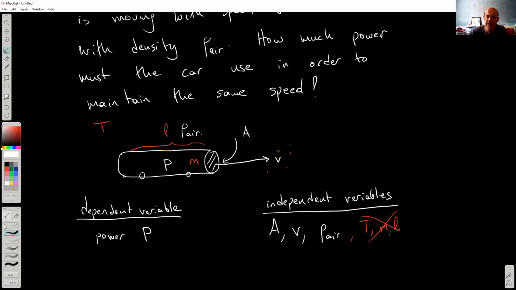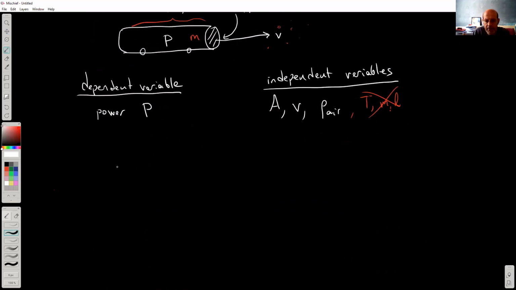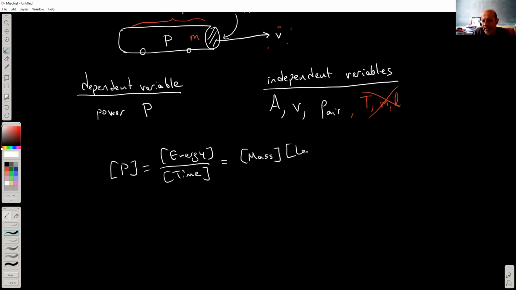Sometimes the independent variables might include some fundamental constants like the speed of light, or Newton's constant of gravity and things like that. In that case, we are also going to include them in that list, if somehow I believe that they should enter into the derivation. In any case, I'm just going to write down the things in here. So the power is basically the energy spent per unit time. So its dimension is mass times length squared divided by time cubed.